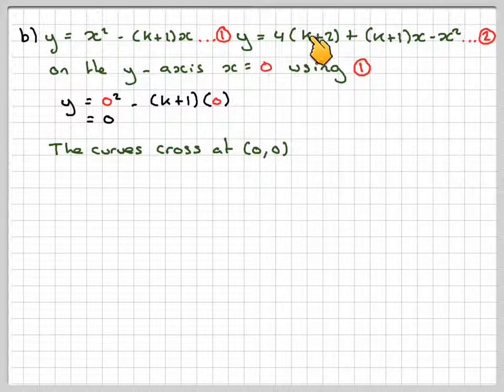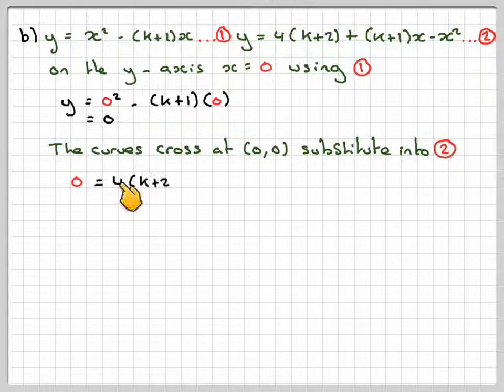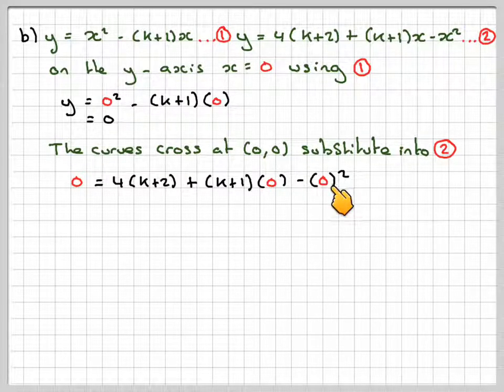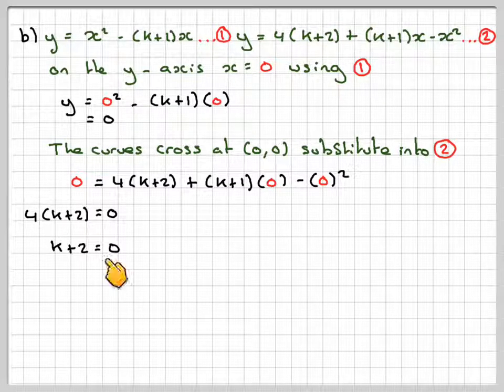Therefore, if we now substitute that into equation 2 and see what we get, we're going to get 0 is equal to 4(k + 2) plus (k + 1) times 0. So this bit here will be 0, so we're just going to get minus 0 squared on the end. All this here will be 0, so we're just going to get that 4(k + 2) is equal to 0. Well, 4 can't be 0, that means that k plus 2 is equal to 0, so therefore k is equal to minus 2.